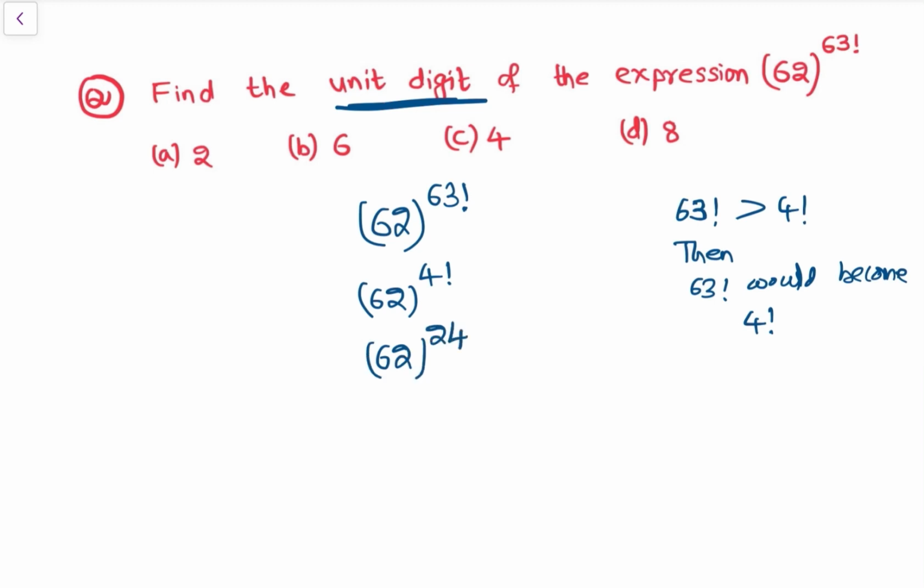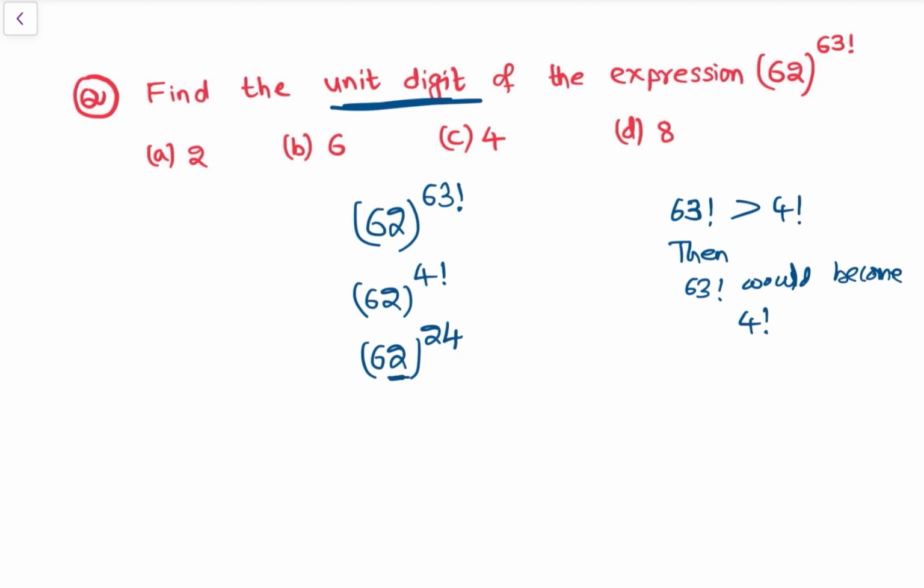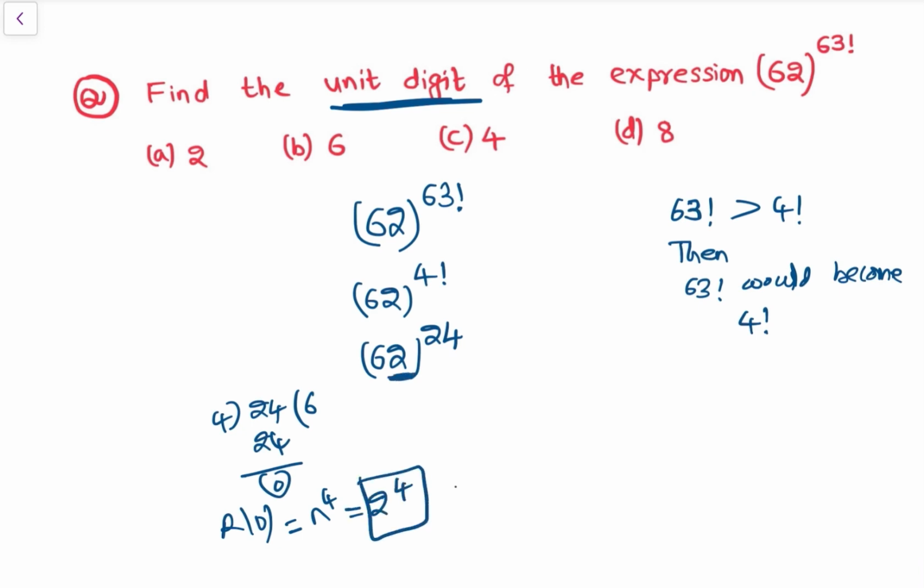Now, how do we calculate the unit digit? Divide the power 24 by 4. 6 4s are 24, remainder is 0. When the remainder is 0, the unit digit would be n to the power 4, where n is the unit digit of the expression, that is 2 to the power 4. So 2 to the power 4 is 16, so 6 would be the unit digit. So option B, 6, is the unit digit of this entire expression.